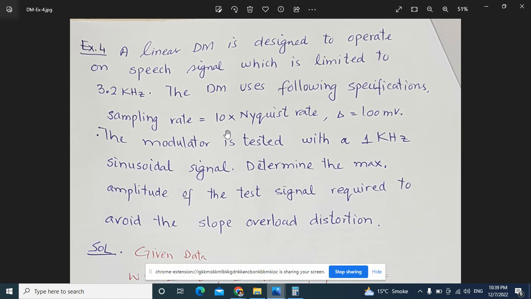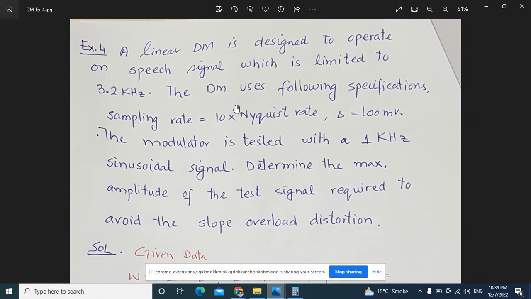Sampling rate is equal to 10 times Nyquist rate and the step size is 100 millivolt. The modulator is tested with the 1 kHz sinusoidal signal. Determine the maximum amplitude of the test signal required to avoid the slope overload distortion.